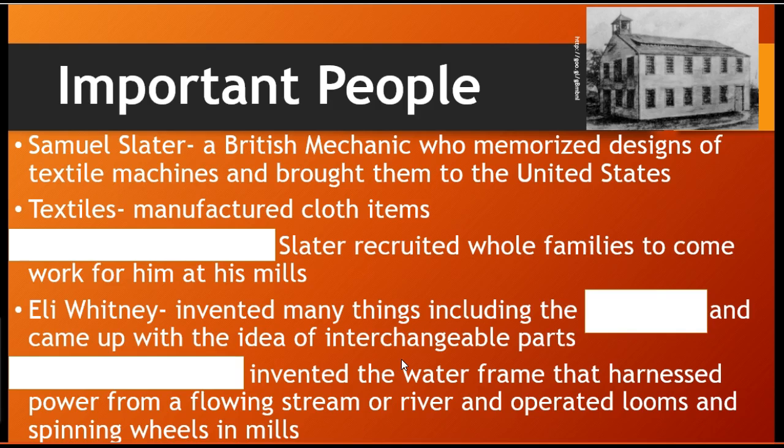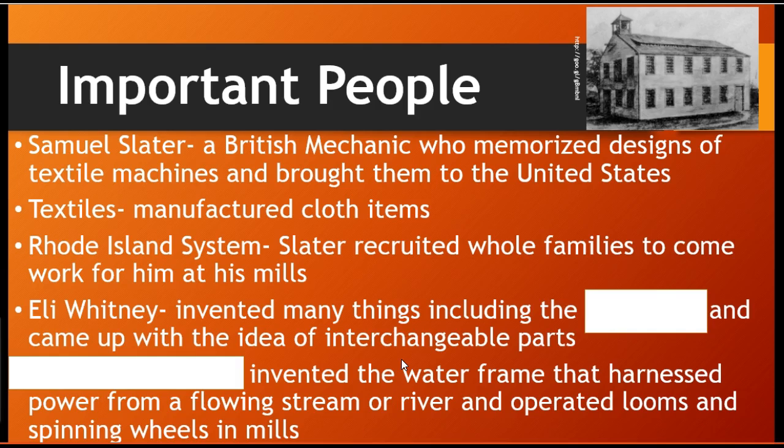If you don't already know, textiles are just manufactured cloth items. So the clothing that you're wearing right now is a textile. It's a manufactured cloth item. Slater, once he gets here, basically created his own system for how he would run his factories. And the system he called, or someone called, the Rhode Island system. The first one I think was located in Rhode Island.